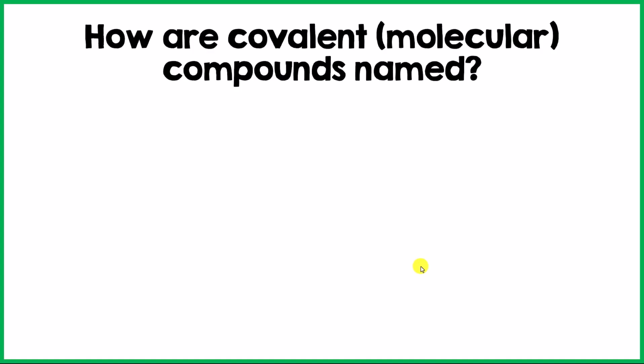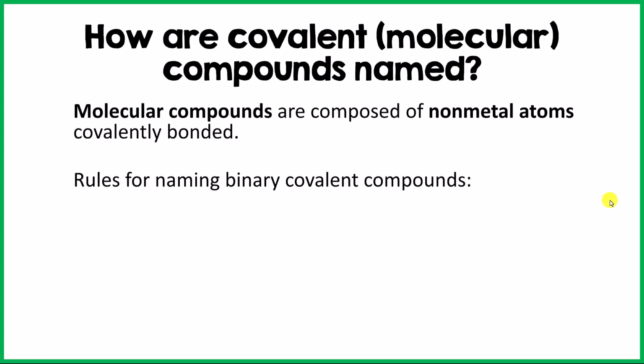How are covalent compounds, or molecular is another word we use for covalent compounds, named? Molecular compounds are composed of nonmetal atoms that are covalently bonded. So when you see 2 nonmetals together, that should be an indication to you immediately that this is a covalent or molecular compound. And it has different naming rules. We don't have cations and anions like we did in ionic bonding, so we can't name them in the same way. We're going to start with rules for naming binary covalent compounds, or compounds that just have 2 elements in them.